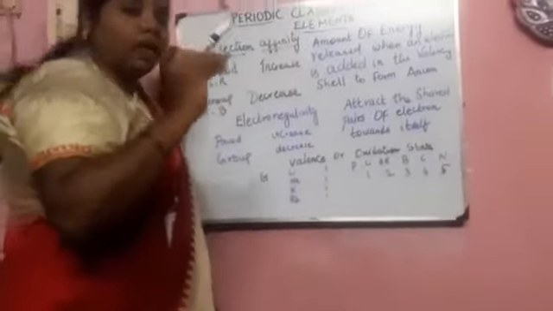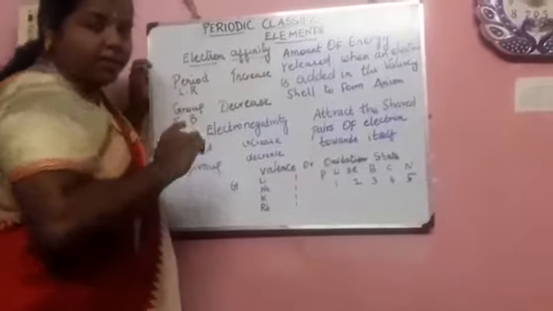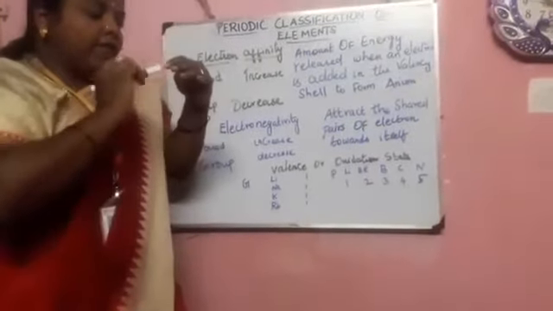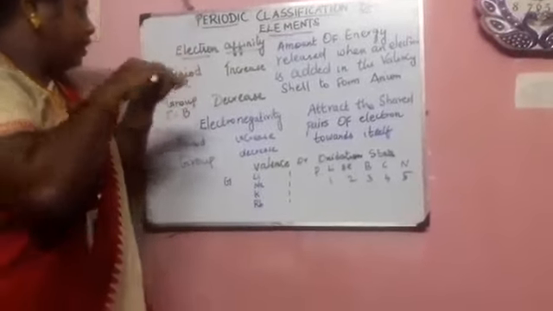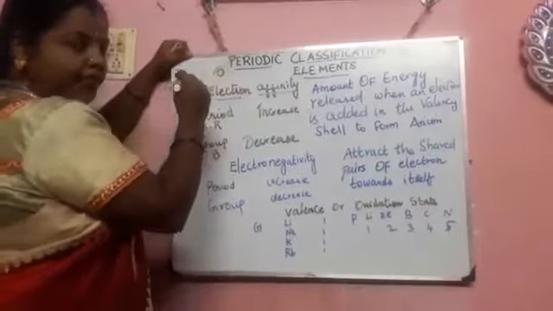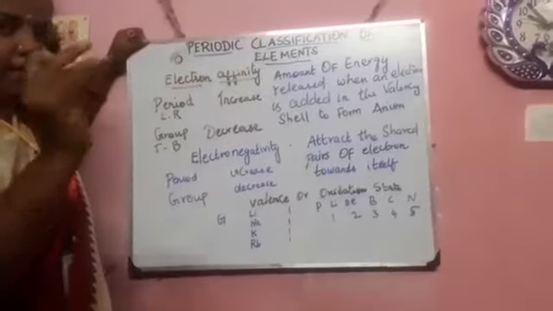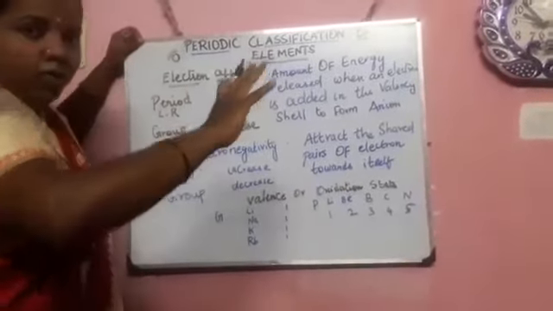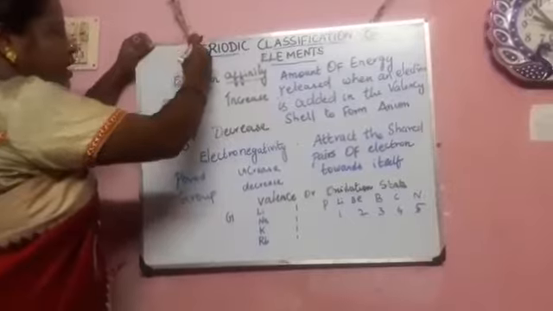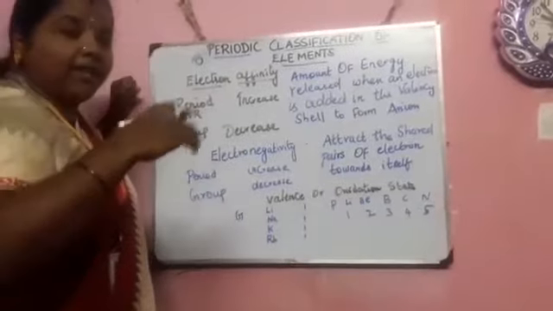I told you that the atomic size decreases along the period, because the valence electrons are mostly in the S shell and P shell only. Along the period you have the S shell as well as the P shell, in the same shell only. So whenever the protons increase, the atom is pulled closer and the atom size decreases. Automatically, the shielding will be decreasing.